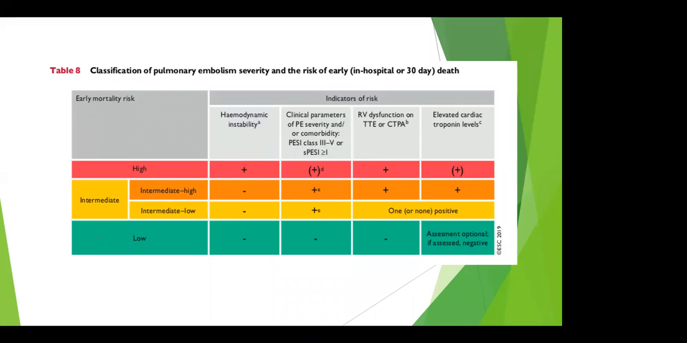Now the tricky part is distinguishing between intermediate high and intermediate low risk. Essentially, all intermediate risk have a PASI score of at least 3. Okay, but how you differentiate between the high risk and the low risk is you look for the RV dysfunction or cardiac troponins. If both are positive, then they are high risk, intermediate high risk, sorry. And if one is positive or non-positive, then they are intermediate low risk. And it's very important to classify them accordingly.